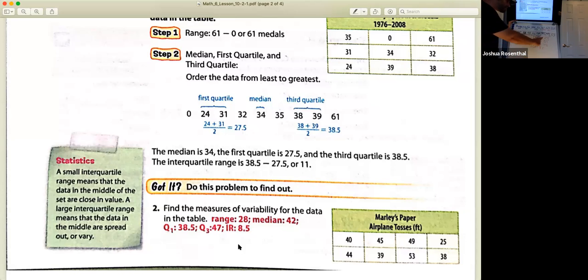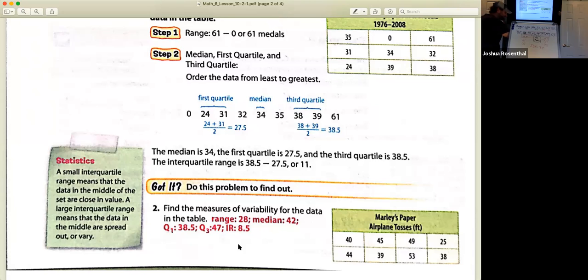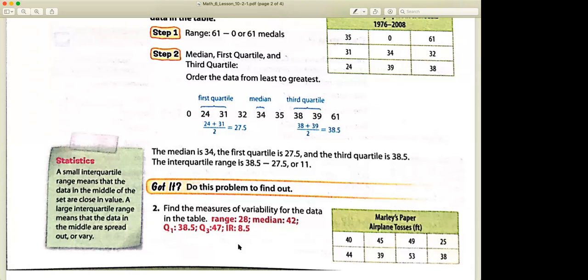If you fall anywhere in there, you're an average paper plane thrower, right? If your average happens to be below this range, you need to improve your skills on making paper planes. If you're above the average range, then you're a gifted paper plane maker, right? Or you could have had lots of practice. You could have also had lots of practice.